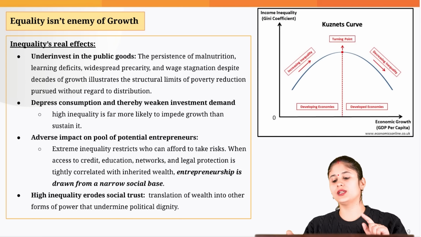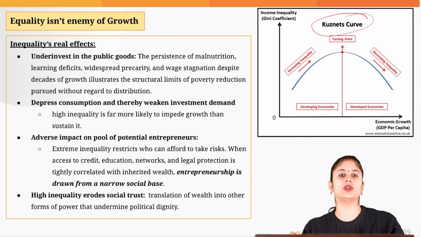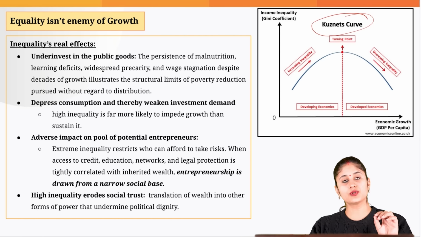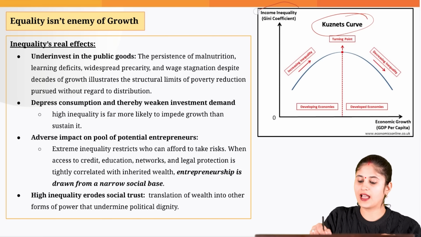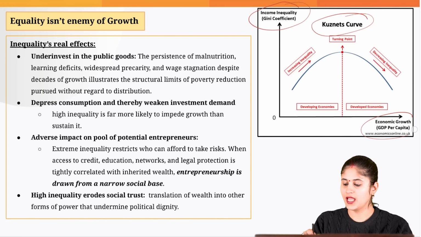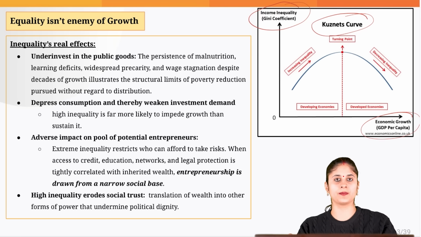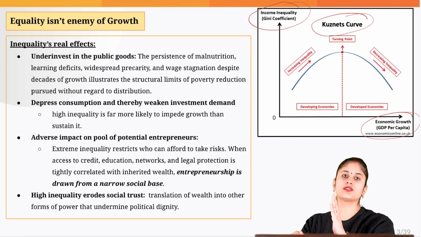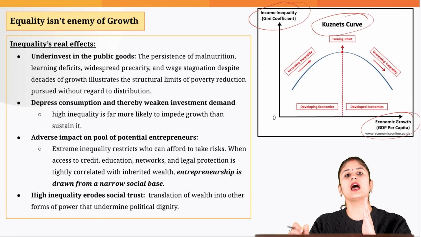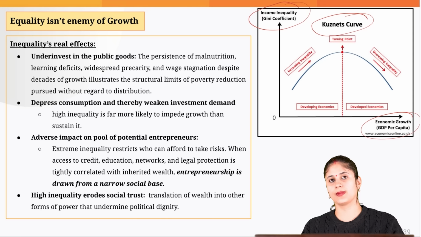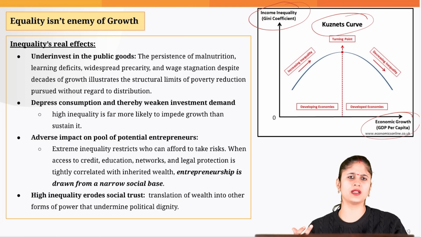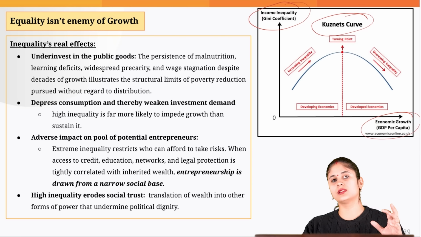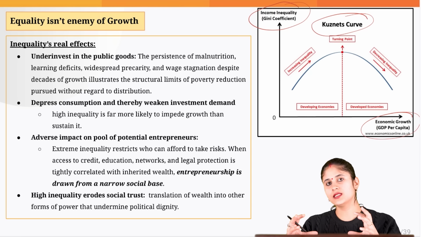For this, you need to understand what is the Kuznets inequality curve. So, when it comes to the Kuznets inequality curve, herein we have the income inequality, Gini coefficient, and herein we have the GDP per capita. What this Kuznets curve actually tells us is that in the initial phases of growth, the country should allow the inequality to rise. And why is Kuznets saying this particular thing? According to Kuznets, if you allow the inequality to rise, what would happen?